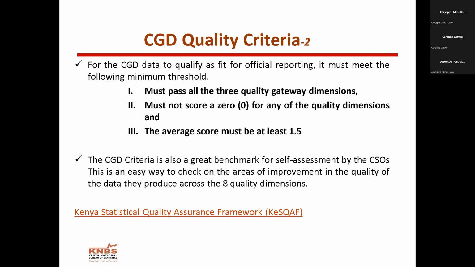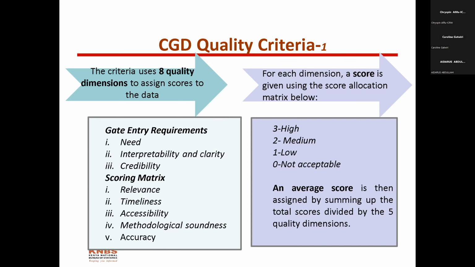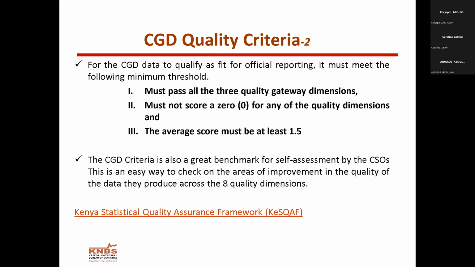And for the data to be accepted for use, it means there are 3 areas it has to comply with. 1, it must pass through the 3 quality gateway dimensions. Just to go back, those are need, interpretability and clarity, and credibility. So it has to get a pass in all the 3.